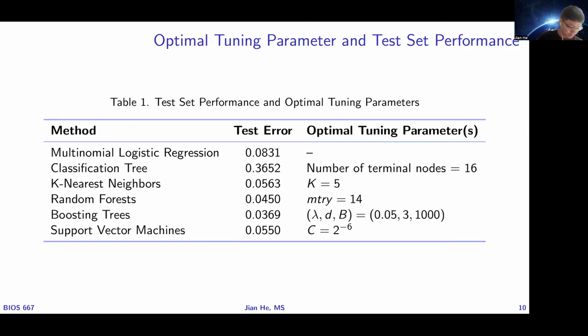KNN and the SVM also performed well with similar test errors of around 0.05. And the multinomial logistic regression had a higher test error of 0.0831, but still achieved a reasonably good predictive performance. In contrast, the classification tree performed substantially worse than the other methods. The test error of the classification tree is nearly 10 times larger than that of the boosting trees.